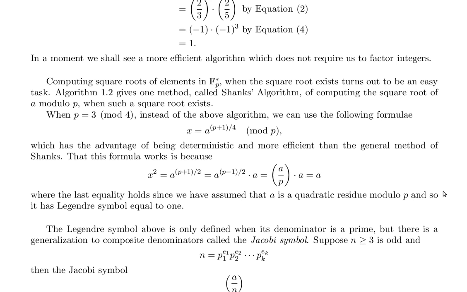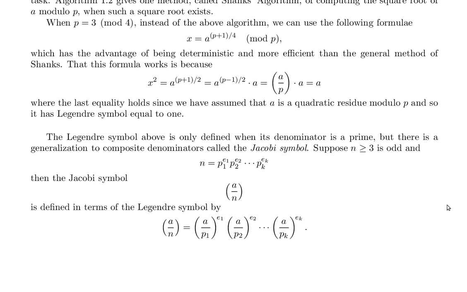The Legendre symbol above is only defined when its denominator is a prime, but there is a generalization to composite denominators called the Jacobi symbol.